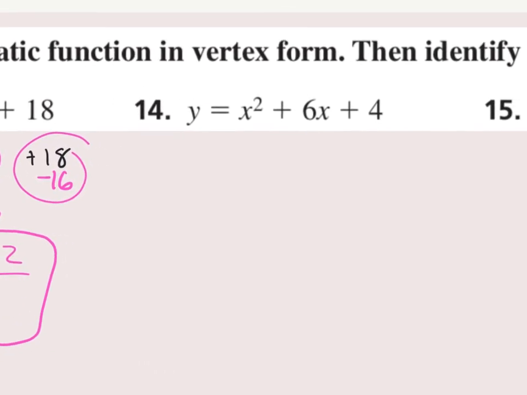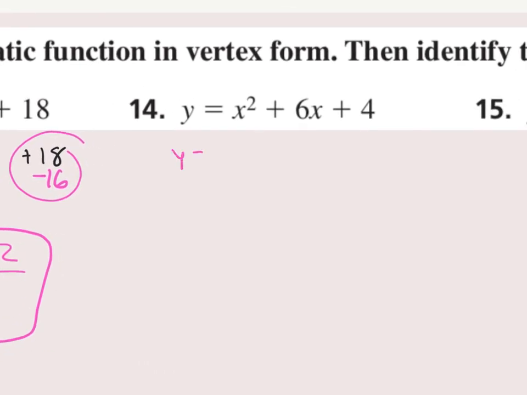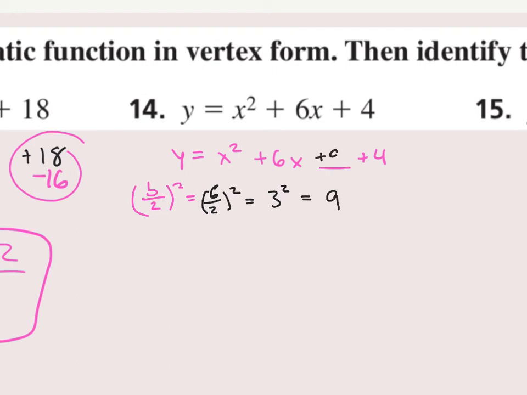Let's look at 14. So again, we're completing the square. We have y is equal to x squared plus 6x plus 4. Some number goes in this blank to complete our square. So we have b over 2 squared. Our b is 6, so 6 over 2 squared, which is 3 squared, which is 9. So I'm adding 9 in here to complete our perfect square trinomial. If I add 9 on the right side, I'm also going to subtract 9 on the right side. So since it's on the same side, I'm doing the inverse operation, because 9 minus 9 would just be 0.